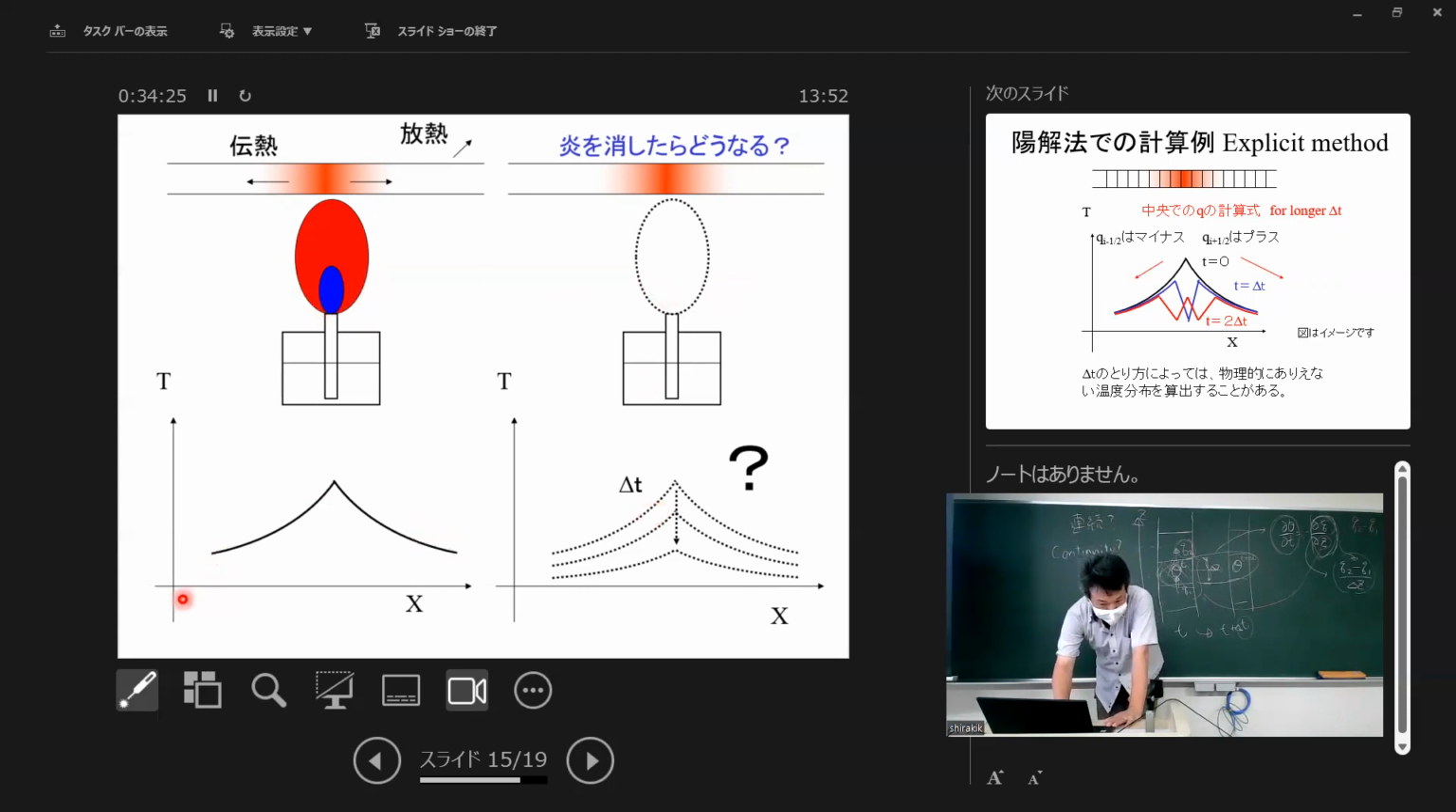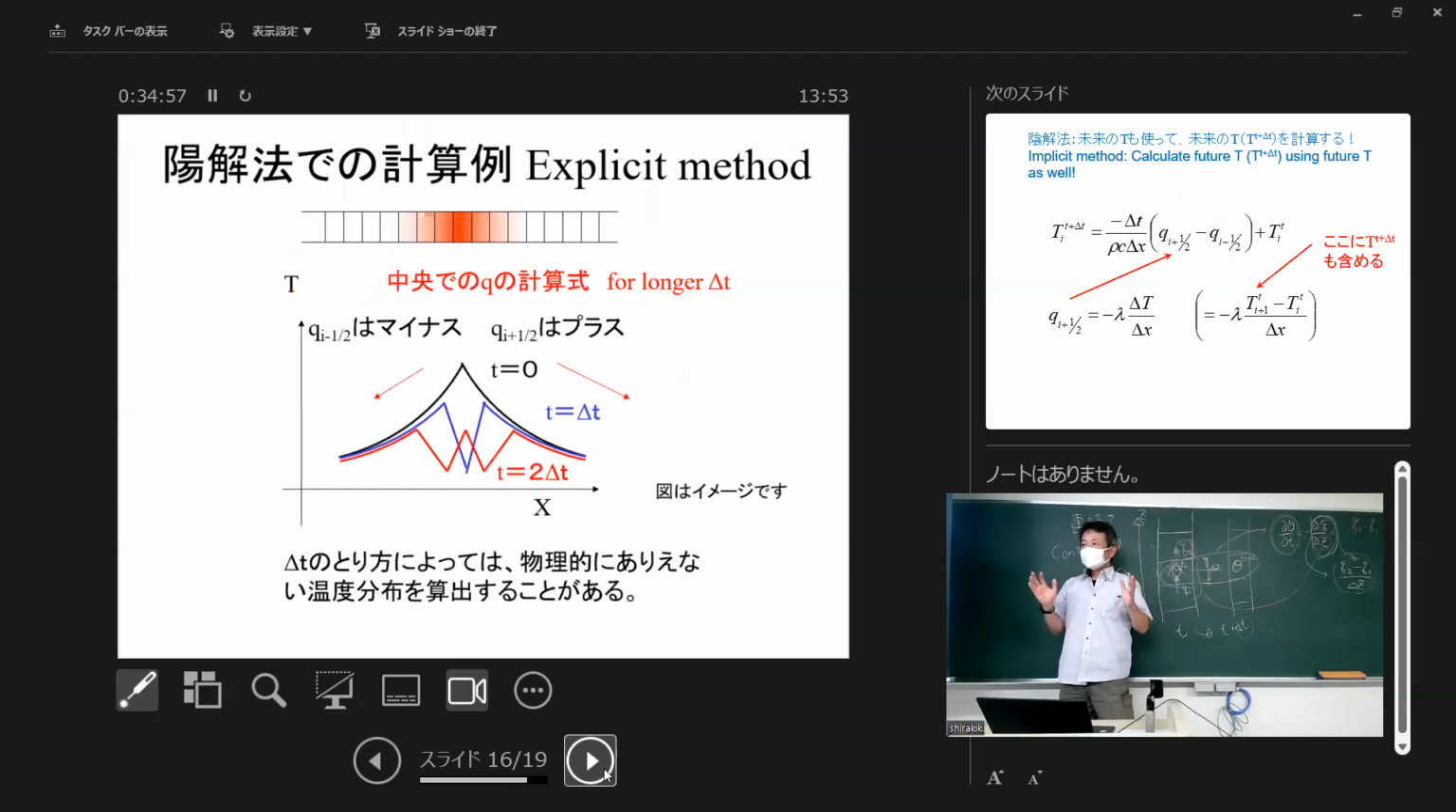And this is a simple graph where the x-axis is the horizontal direction, and temperature, and the center is hot. And yes, we can easily understand and imagine that the thermal distribution will decrease because there is no fire now, so it will be cooler and cooler. This is a very simple imagination. But for the explicit method, this is a very important point to be checked.